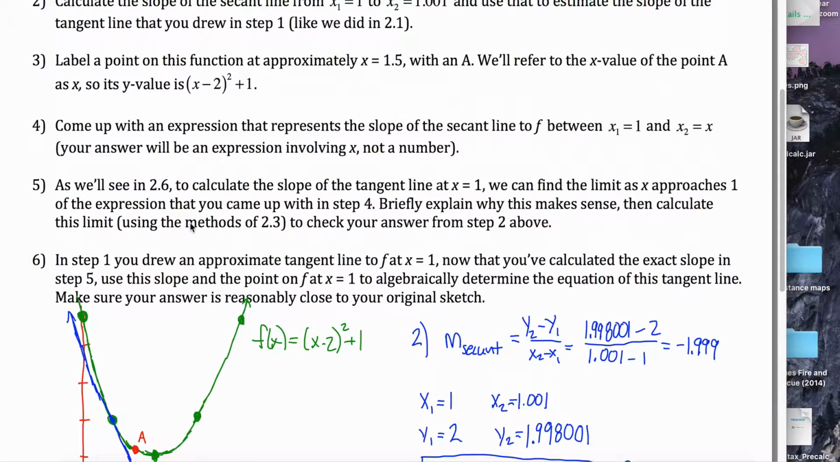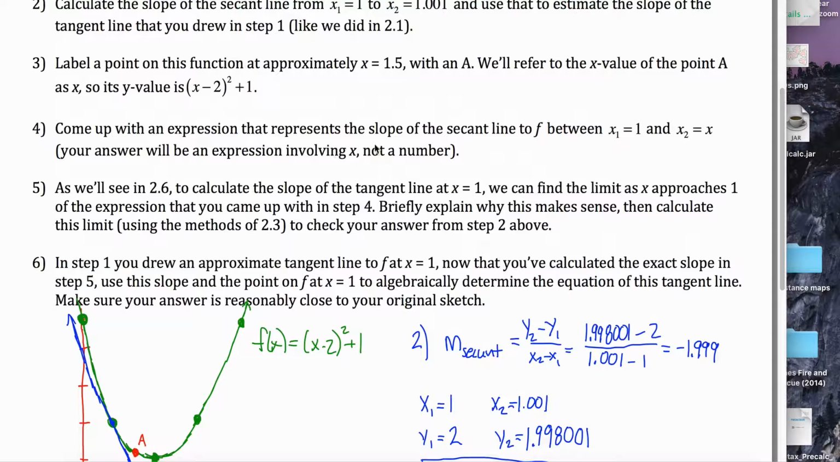Pretty easy step. Step 4, come up with an expression that represents the slope of the secant line just like I did before, except now not between 1 and 1.001.